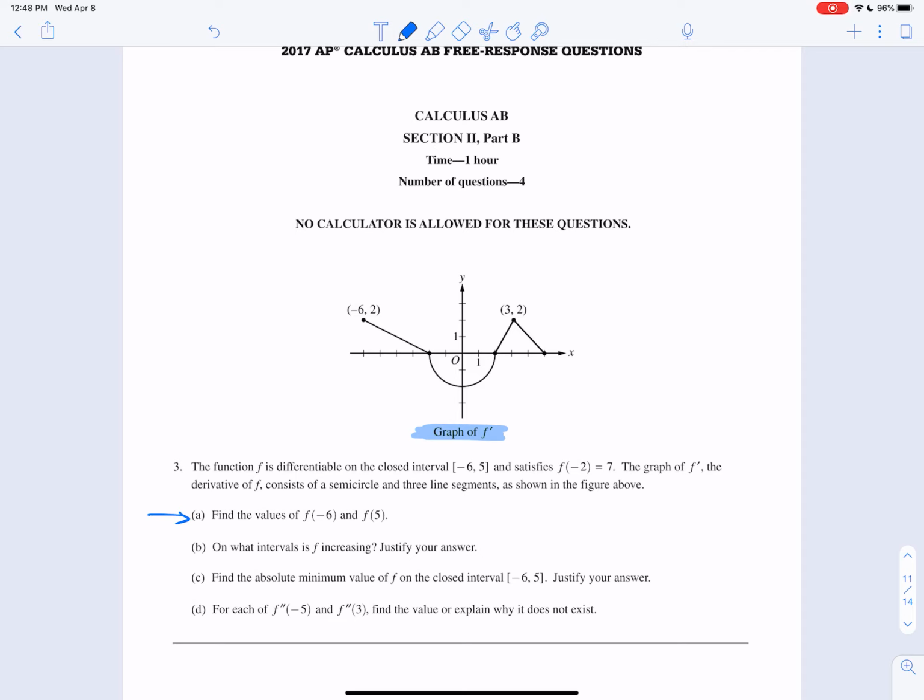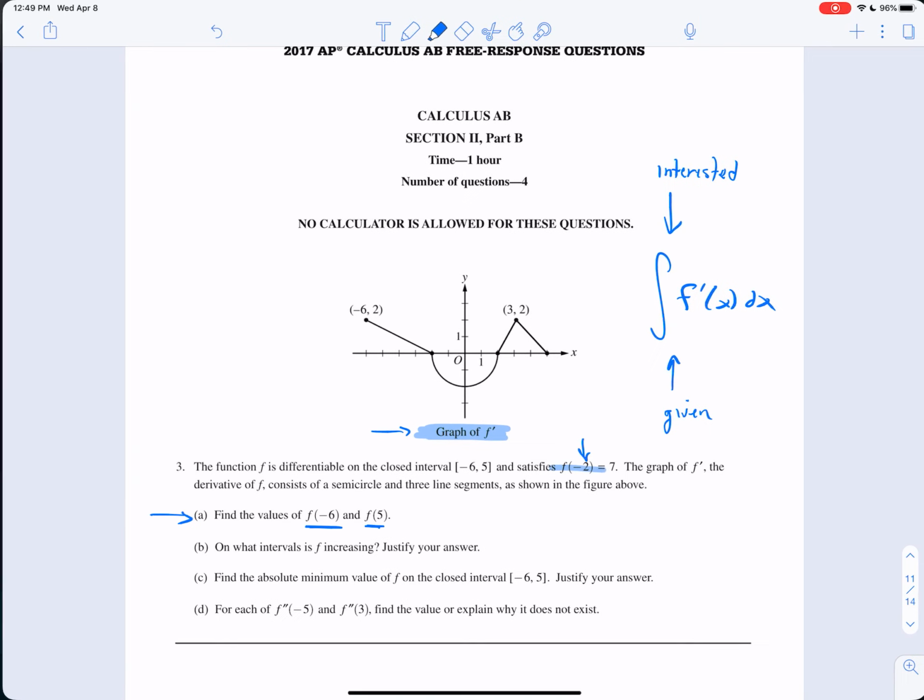Okay, how do we get f if we start with f prime, right? So we know we're going to have to integrate f prime. Okay, now from where to where? So on top, you put what you are interested in or what you want, and you plug in what you're given. Okay, so notice how what we're given here is f of negative 2. This is our given condition.